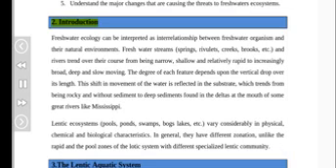2. Introduction. Freshwater ecology can be interpreted as the interrelationship between freshwater organisms and their natural environments. Freshwater streams, springs, rivulets, creeks, brooks, etc. and rivers trend over their course from being narrow, shallow and relatively rapid to increasingly broad, deep and slow moving. The degree of each feature depends upon the vertical drop over its length.